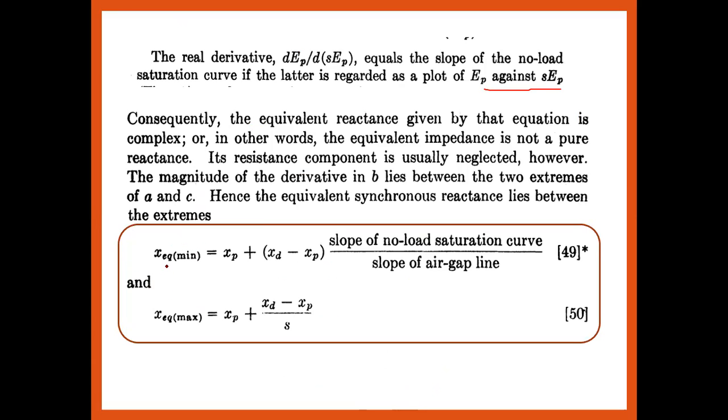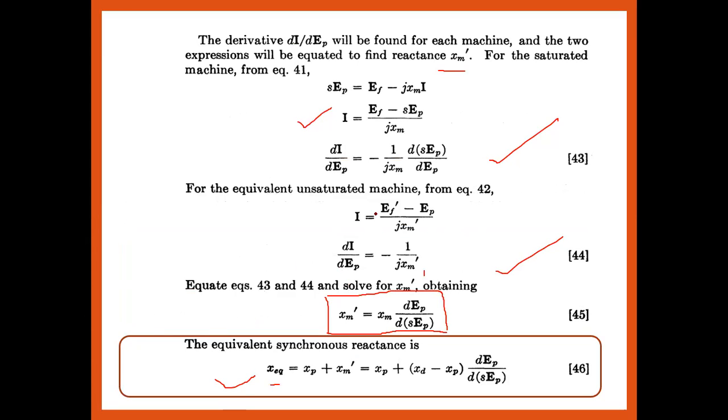In this range, XEQ minimum is equal to XP plus XT minus XP times the slope of the no load saturation curve upon the slope of the air gap line, and XEQ maximum is equal to XP plus XT minus XP upon X. This is all about the mathematical calculations for finding the equivalent reactance of the synchronous machine using this derivation.